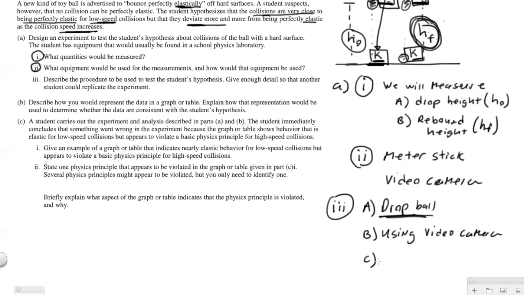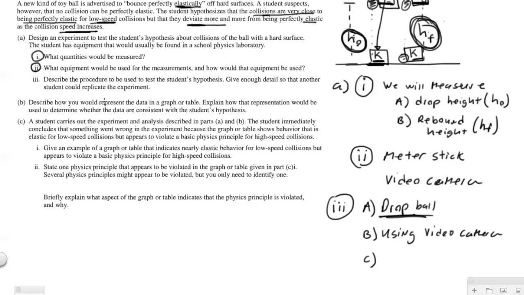Okay, then third step. For these sort of questions, you always want to talk about multiple trials because that minimizes error. So my third step is drop the ball 3 times from each drop height to minimize error. So for each of the 8 that I specified, you're going to drop the ball 3 times from each drop height, just to minimize error. You really want to talk about multiple trials.